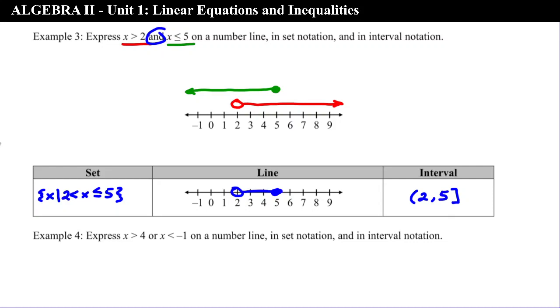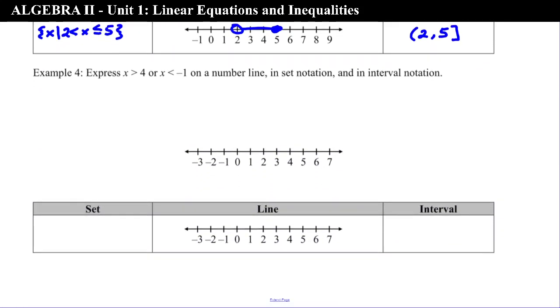All right, let's move on to the next example. Now we have an or statement. We want to express x is greater than 4, or x is less than negative 1. So let's start with x is greater than 4. Well, we have 4, open dot because it's not included, and we're going to the right. Then we have x is less than negative 1, also not included, and going to the left because it's less than.